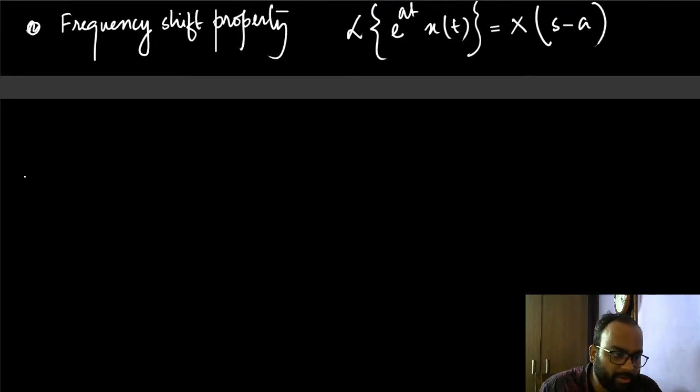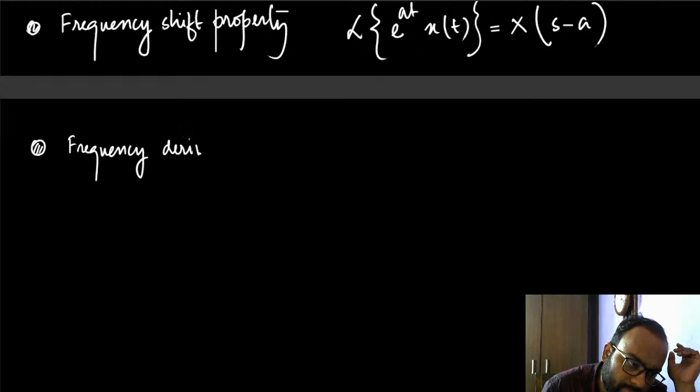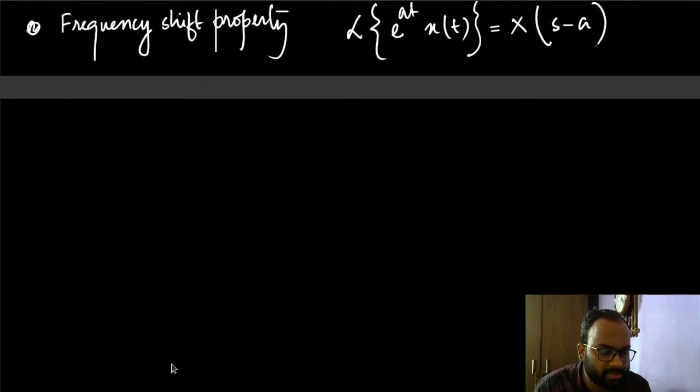Just let me know if you want me to actually prove this. Then we want to do the time derivative property. Oh, we did the time derivative property. We want to do the frequency derivative property. So you want me to prove this? Okay, fine. We can actually very easily do this.